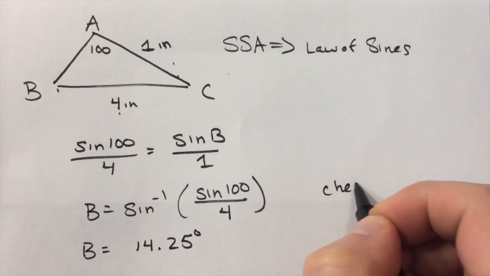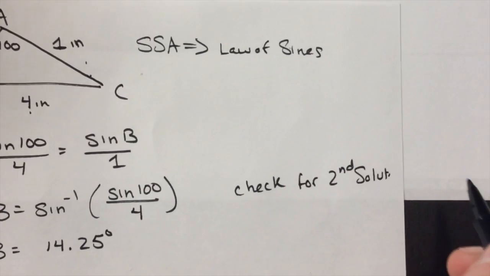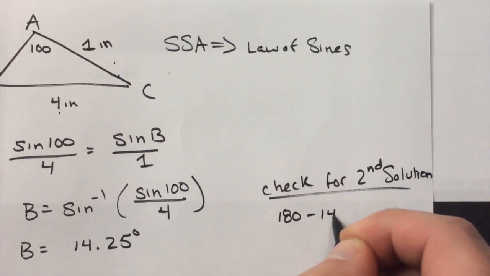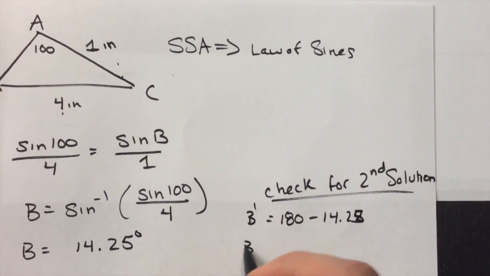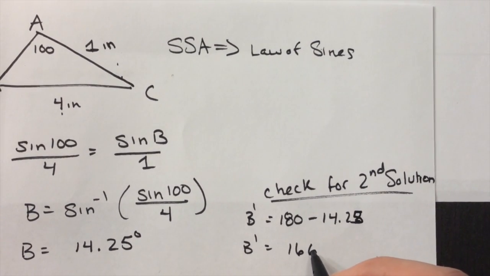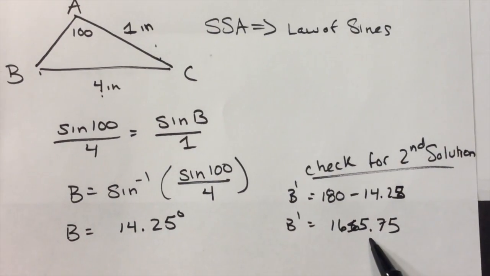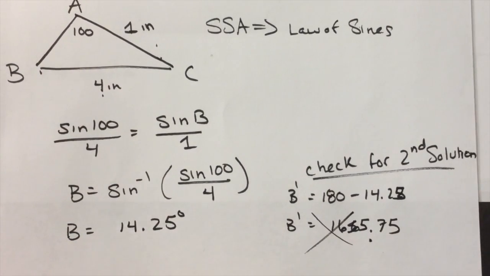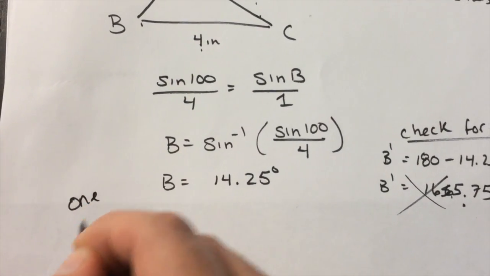So I need to check for a second solution. So by doing that, I'm going to say 180 minus 14.25 is B prime. So B prime would be 165.75. But looking at this, if this angle is 165 and A is 100, these already add up to over 180. So we're not going to have a second solution. So this is only one solution.